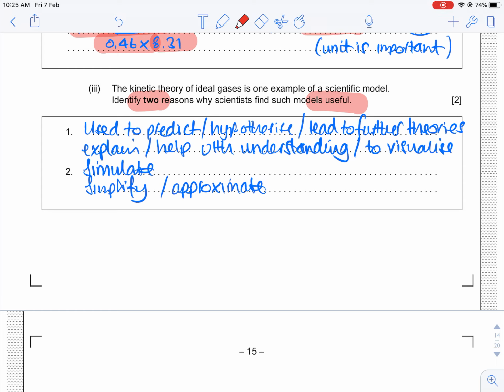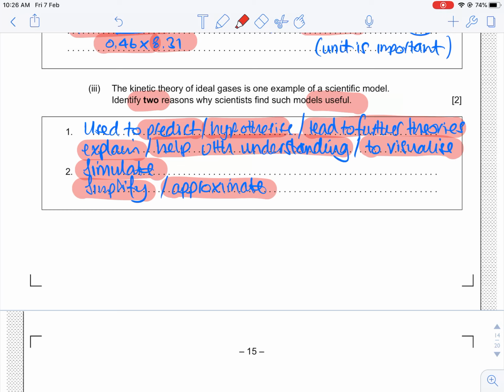Okay, number of different possibilities here. You can mention about prediction, how they're used to hypothesize or lead to further theories, or to help explain things, help with understanding, or to visualize. They're all similar things. Simulation, or to simplify and approximate. All sensible reasons why we use models in physics.